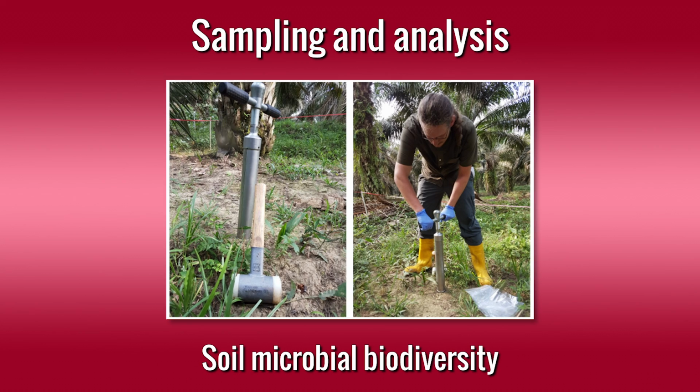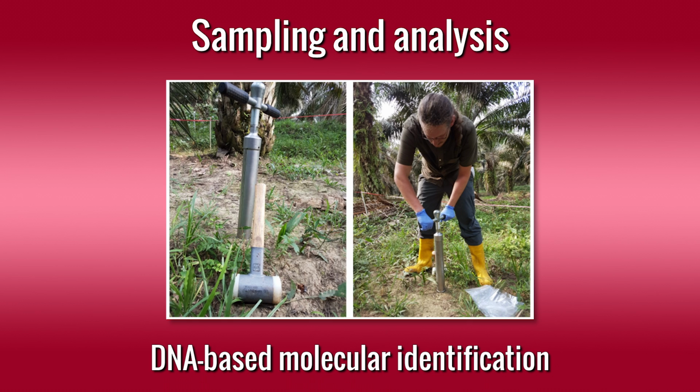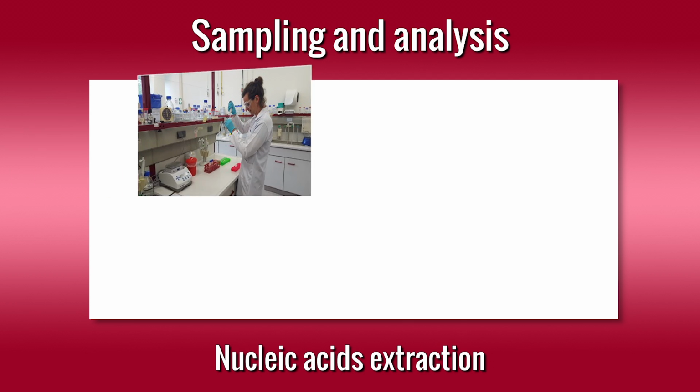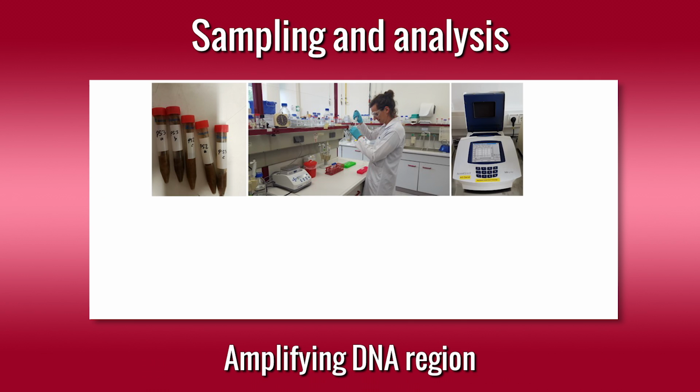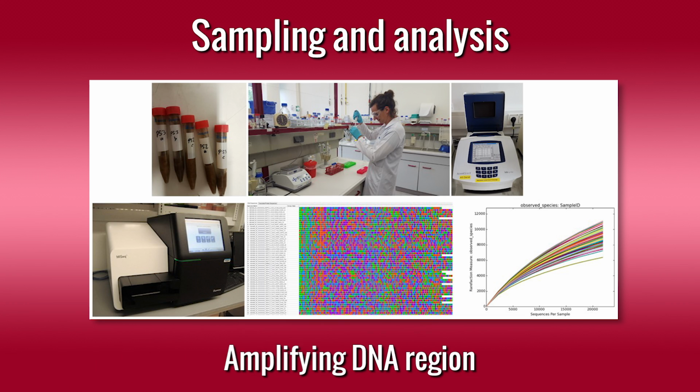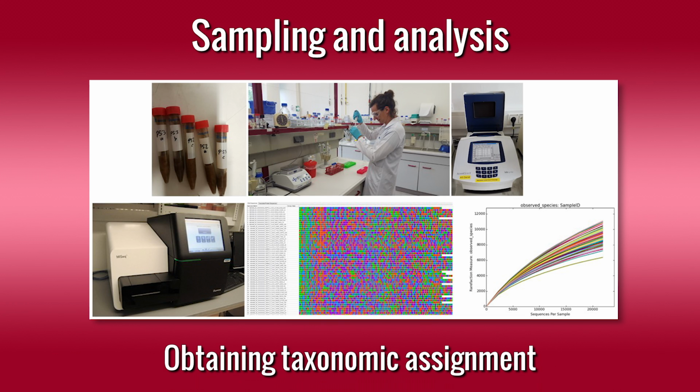Soil microbial diversity is investigated using DNA-based molecular identification by high-throughput sequencing. Soil samples are immediately frozen in the field and kept frozen during the transport to the University of Göttingen, where nucleic acids are extracted and the target DNA region amplified and subsequently sequenced in order to obtain the taxonomic assignment and the soil bacterial and fungal community composition.